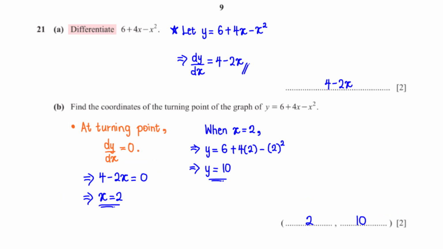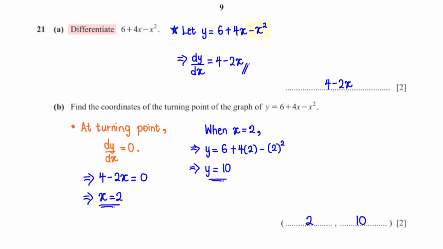Differentiate 6 plus 4x minus x squared. When we differentiate a constant, which in this case is 6, we get 0. When we differentiate 4x, the power of x, which is 1, multiplies the coefficient, which is 4, to give us 4. Then we subtract 1 from the power to give us x raised to the power 0. x raised to the power 0 is 1, so we are left with 4.